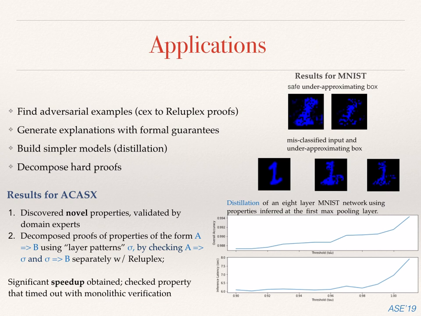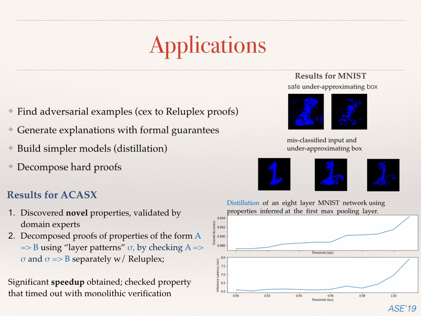There are many applications for these properties that we infer automatically. So, of course, we can find adversarial examples because the counterexamples obtained with ReluPlex proofs represent inputs that are close to other inputs that are labeled differently. We can also generate explanations that have formal guarantees. So in essence, a precondition that was formally proved can show a mathematical relationship between the inputs and outputs. So effectively, it's a partial explanation of the network behavior.